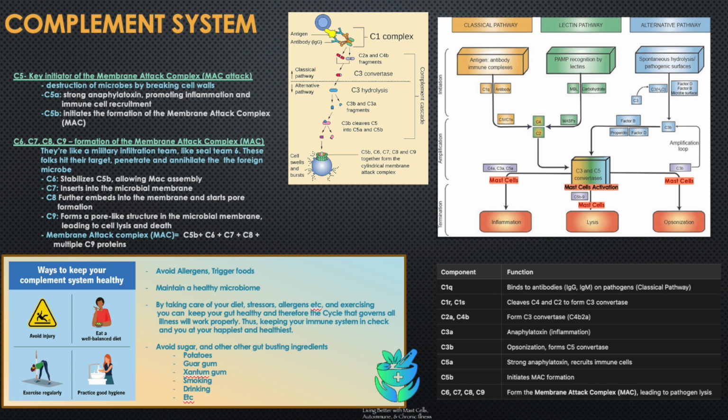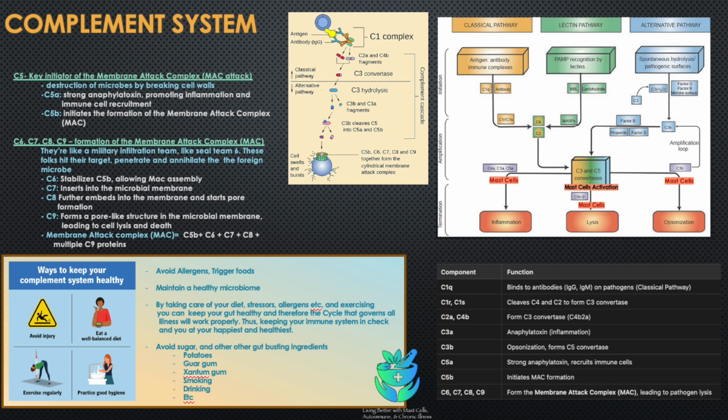So C6 stabilizes the whole MAC assembly. All those towers you saw in those rings, it stabilizes all those formations. C7 inserts into the microbial membrane, so it attaches to the cell. C8 further embeds into the membrane and starts pore formation, so it's starting to drill in. C9 forms a pore-like structure in the microbial membrane, leading to cell lysis and death. So the MAC attack is C5b, C6, 7, 8, and multiple C9 proteins.